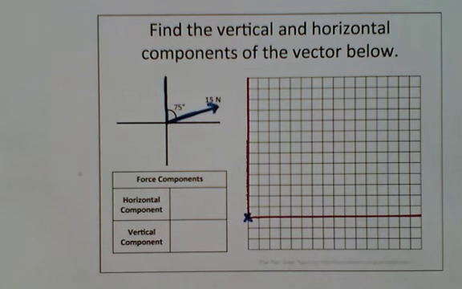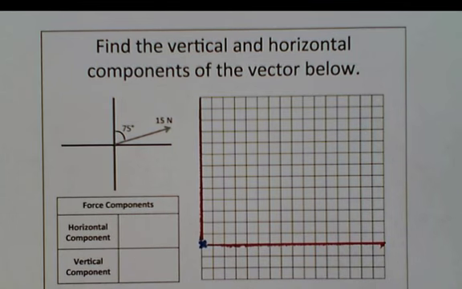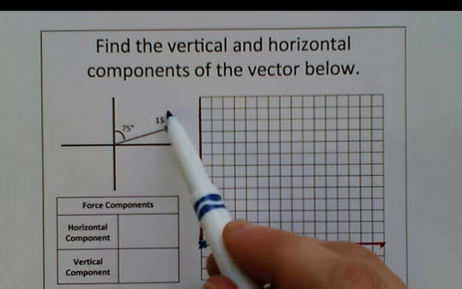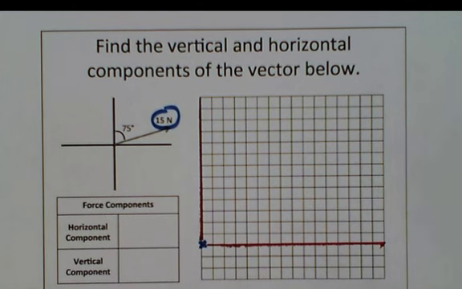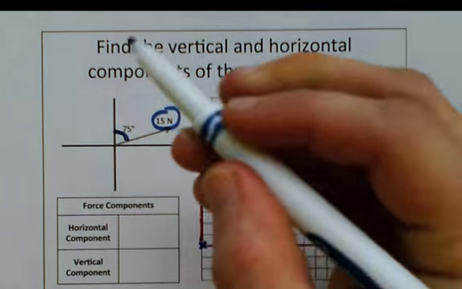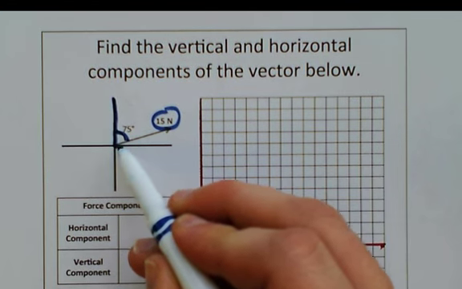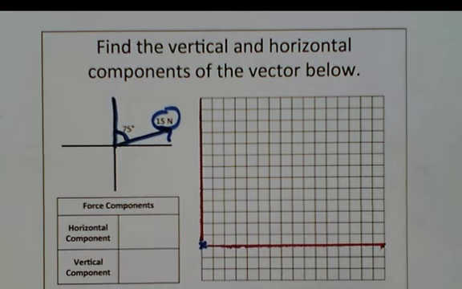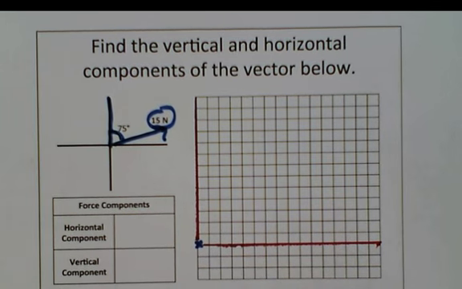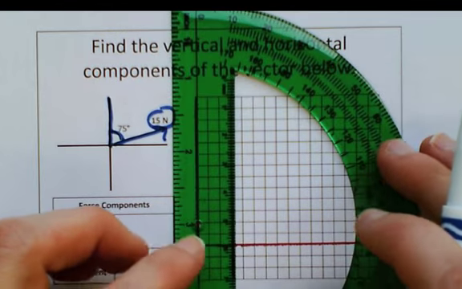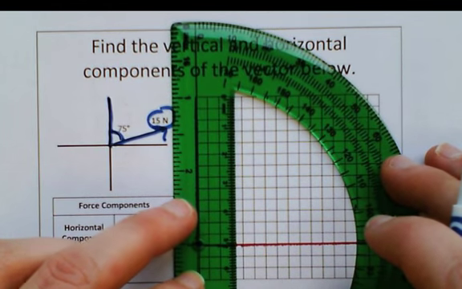Next we choose a scale. In this case I'm going to use a scale of 1 centimeter equals 3 newtons, which means that my 15 newton force needs to be 5 centimeters long. Now remember, since the 75 degree angle is measured from the vertical, between the vertical axis and the force itself, then when I measure the force, I need to measure it from the vertical using my protractor.